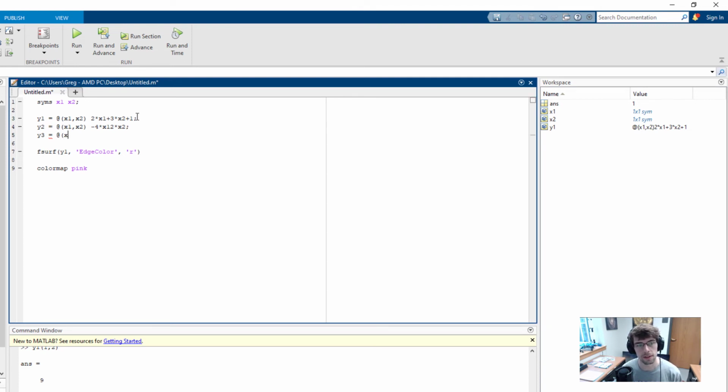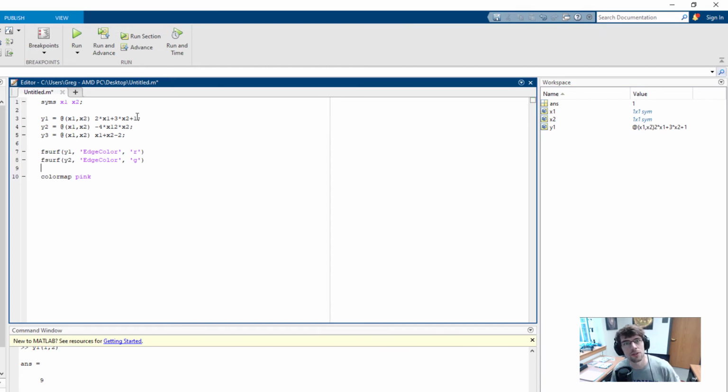And we'll repeat the same thing for the third one, keeping track of what our equations are. So we have something like x1 plus x2 minus 2. Sweet, huh? Well, let's go ahead, and I will write down one of these. We'll call it y2, and I'm going to set the edge color. Let's set it red, green, blue. So I'll call that one green. And you'll notice an issue now if you go ahead and plot these.